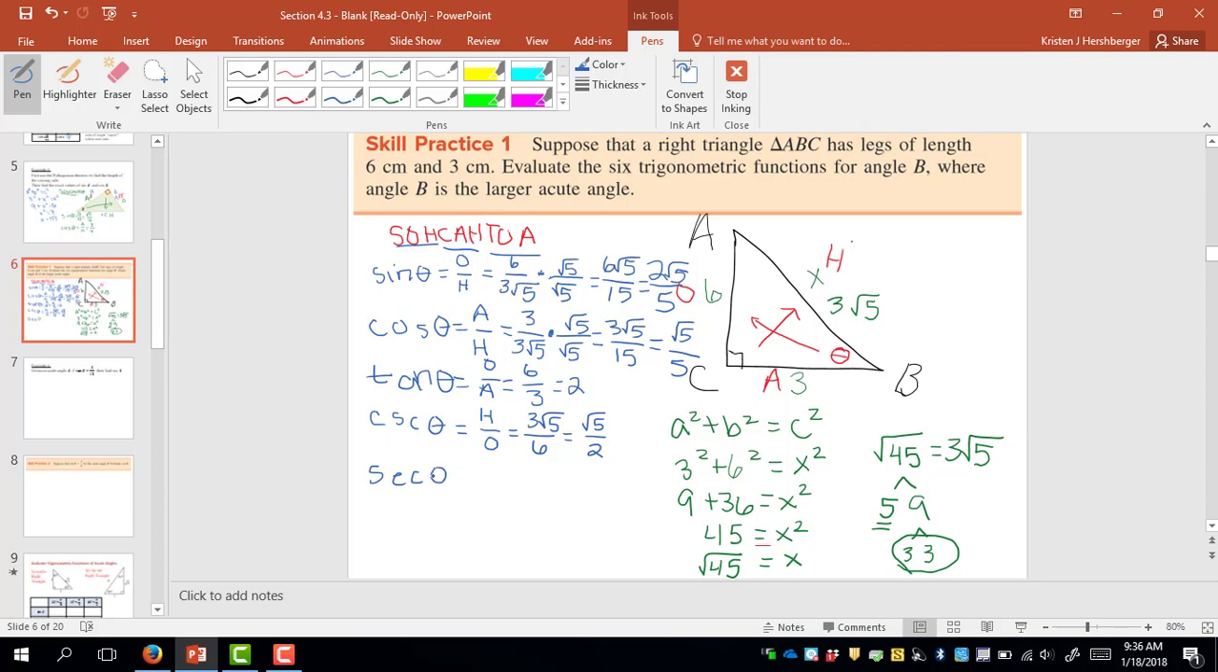Secant is the reciprocal of cosine. So since cosine is A over H, secant is H over A. My hypotenuse is 3 square root of 5 over my adjacent is 3. And then 3 and 3 cancel, and I'm left with just square root of 5. And then cotangent is the reciprocal of tangent. So since tangent is O over A, cotangent is A over O. And then my adjacent is 3 over my opposite is 6, and 3/6 reduces to 1/2.